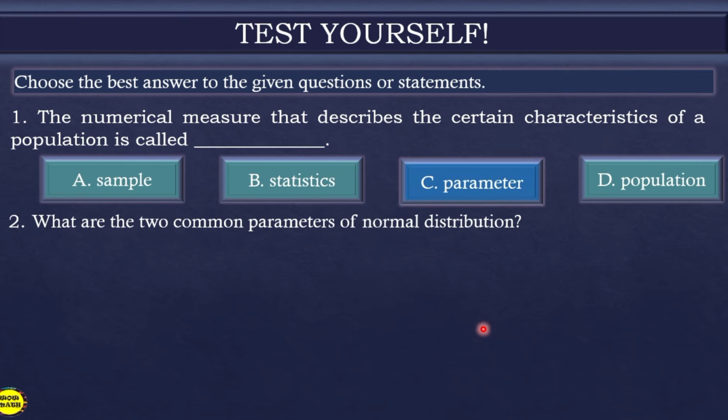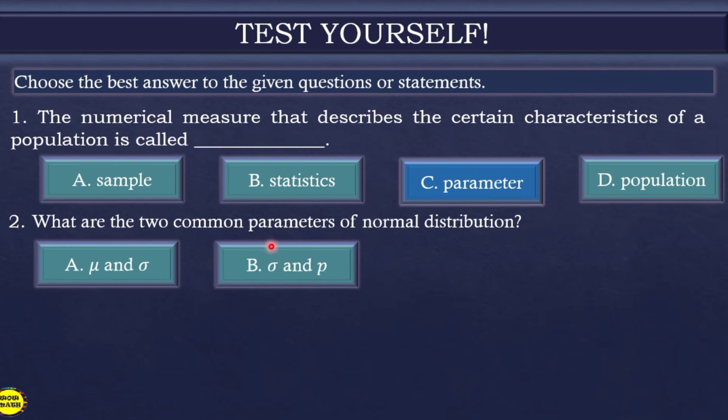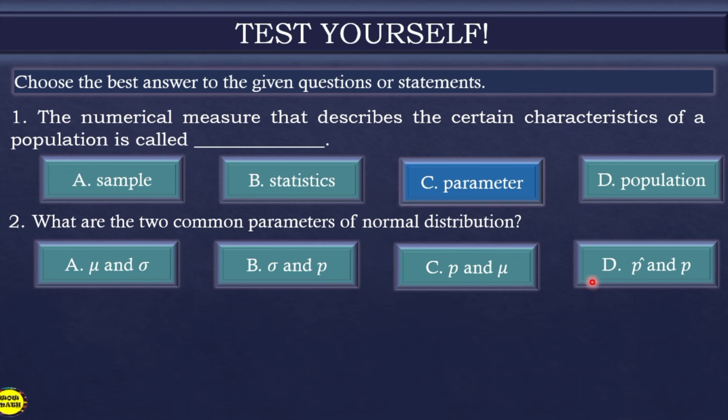Number 2, so pwede nyo akong sabayan sumagot, class. What are the two common parameters of normal distribution? A. Okay, yung population mean and population standard deviation. B. Population standard deviation and population proportion. C. Population proportion and population mean. And letter D. The sample proportion and the population proportion. The answer is letter A. Okay, the population mean and standard deviation.